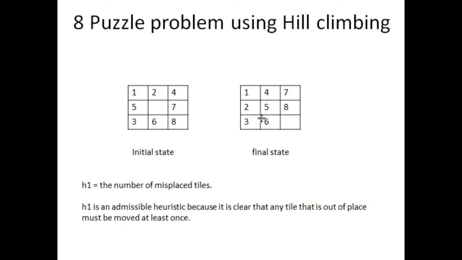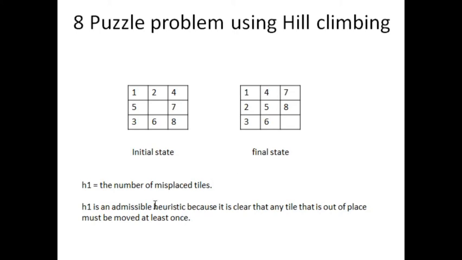For this problem, there are two ways to calculate the heuristic values, as we discussed in our previous lectures. I will use the first method to calculate the heuristic value, which is the number of misplaced tiles as compared to the goal state. For example, 2 is not at its actual location as provided in the final state. In the same way, 7 is not at its actual location as provided in the final state.